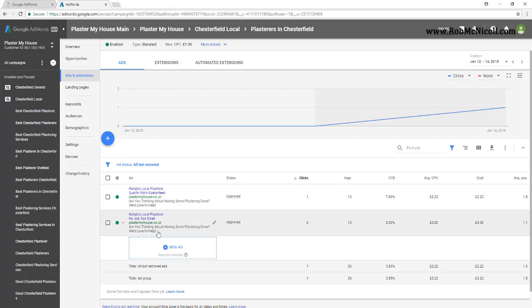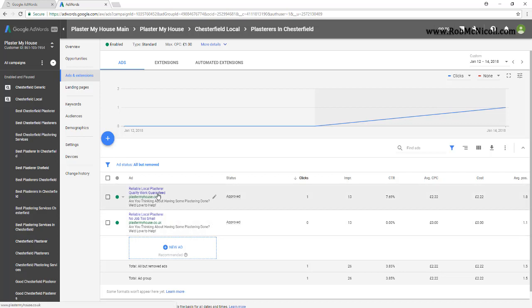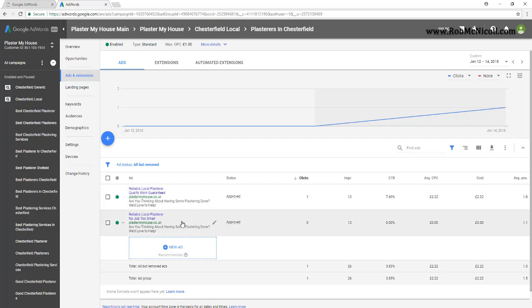Same advert here, but we've changed the title a little bit. So we've got two variations to see which one works better. Quality work guaranteed or no job too small. And over time, you'll see how many clicks these get, and you'll see which one is the best one. And then you might create a second advert to go against a winning advert, and that's called split testing. But again, that's a more advanced topic that we'll cover in later videos.